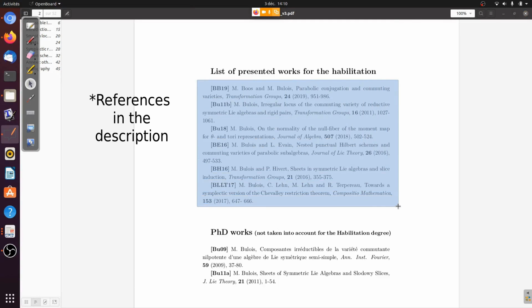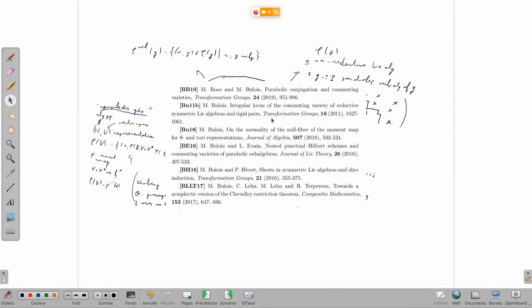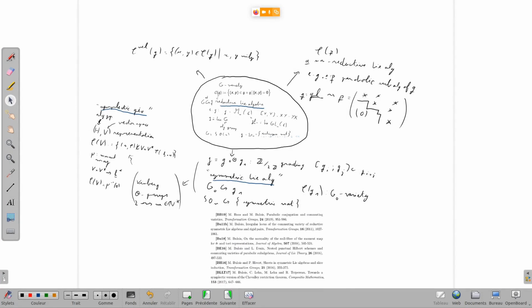So this is the list of the works I presented for the habilitation. No matter if you can't see it clearly, but there are several questions, and for instance, what I looked at with my co-authors Ronan Terpereau, Manfred Lehn, and Christian Lehn. So this is what is written BLLT 17, and also something related that I did alone was about this symplectic setting where we looked at symplectic quotients, and this is very related to this variety C of V, and it was in the polar case.